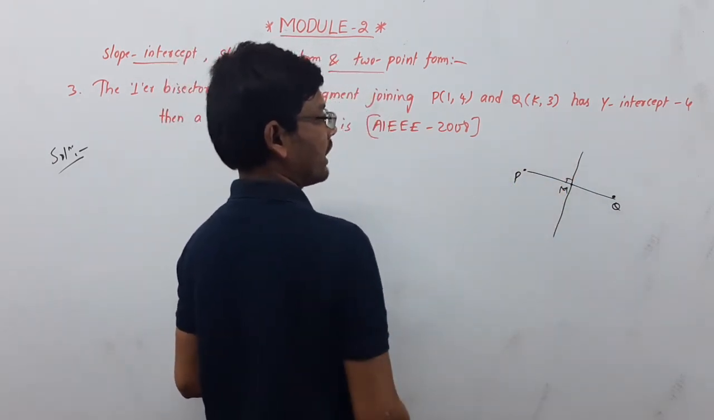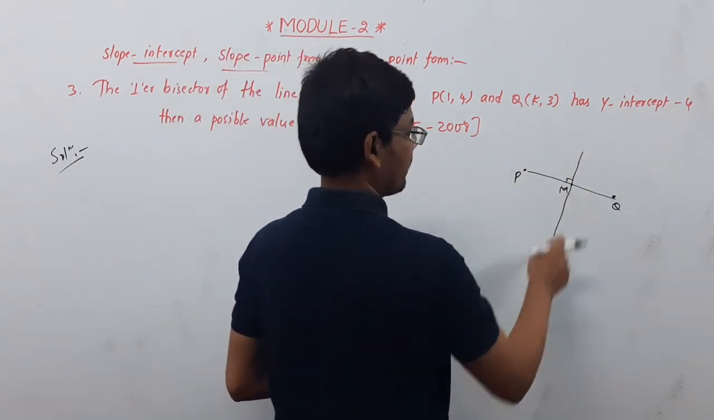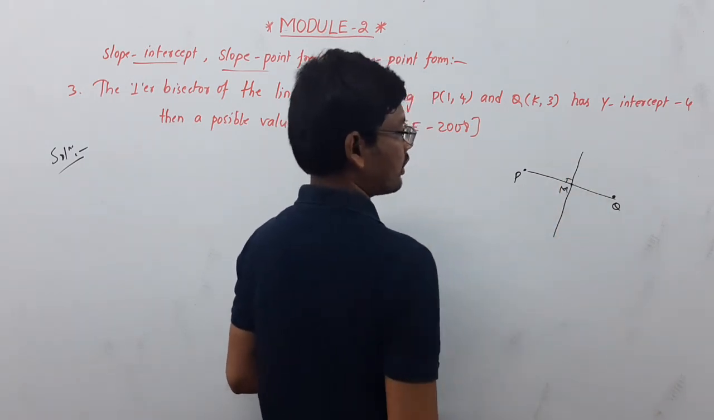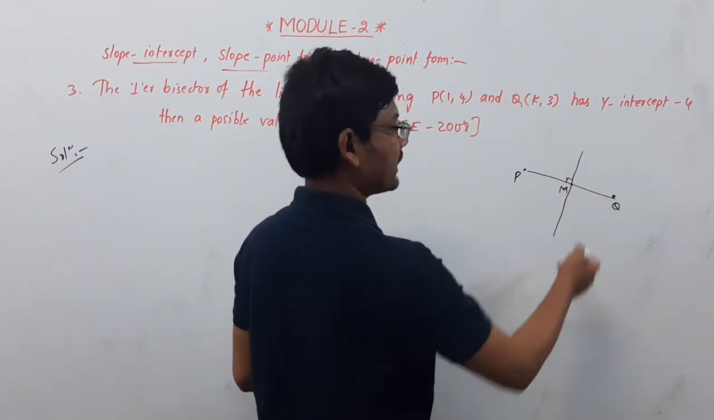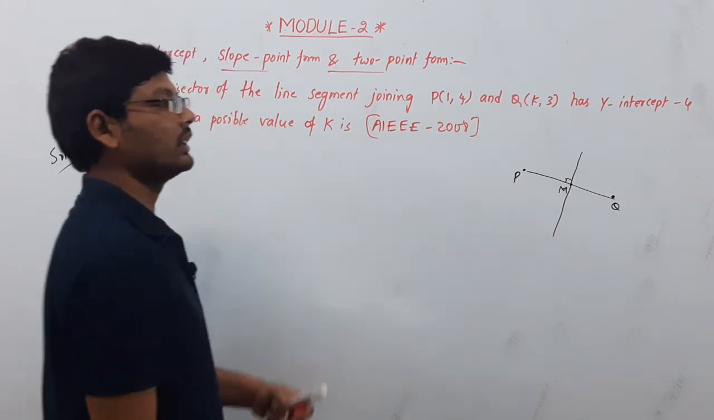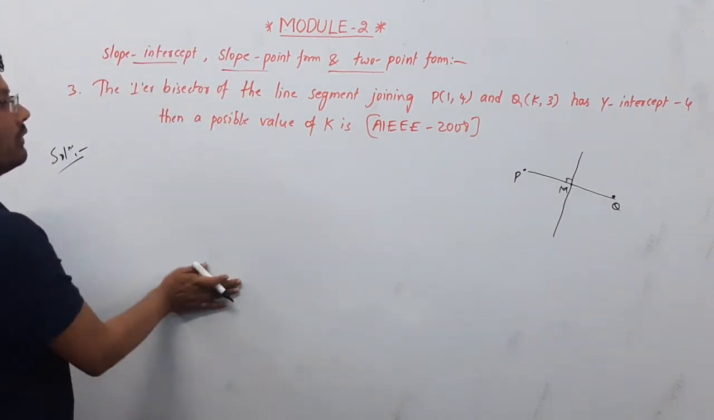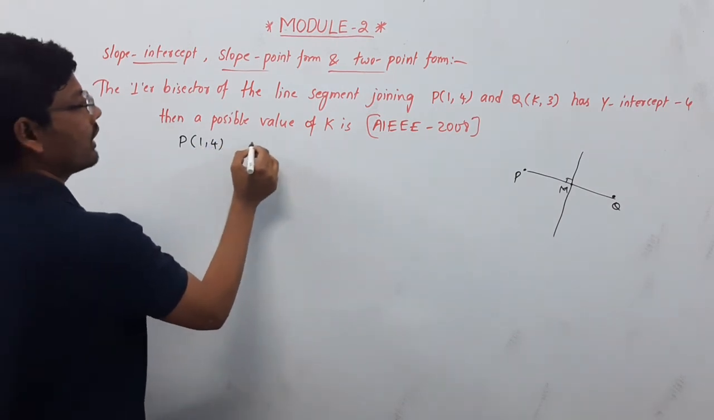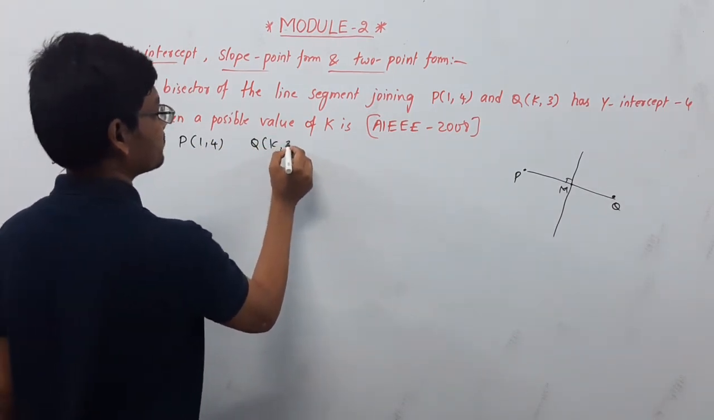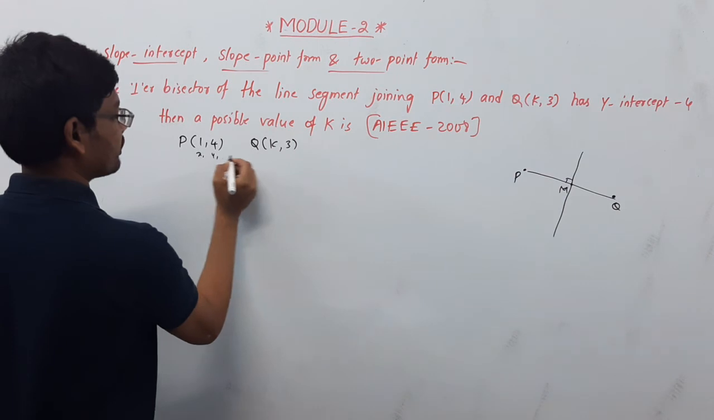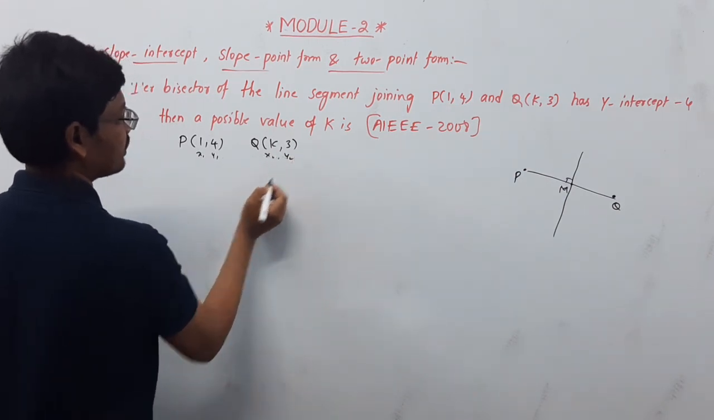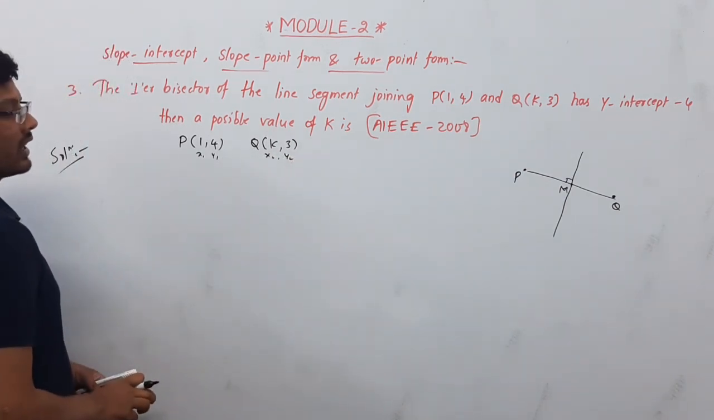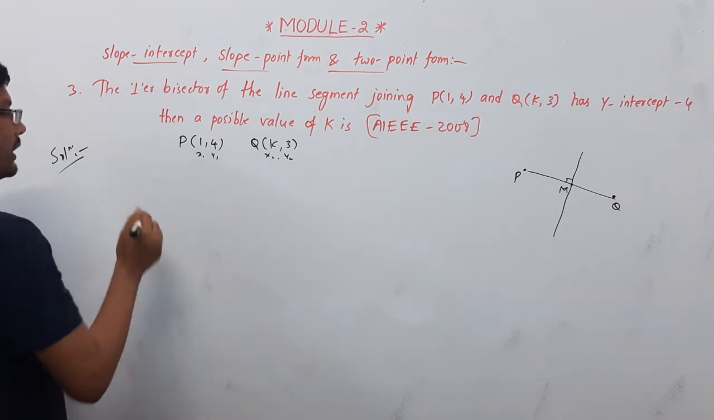For this slope we have to find, after getting the slope of this one, this is the perpendicular bisector slope, and from this perpendicular bisector and the intercept we can find the equation here. So first he is given the point P(1, 4) and Q(k, 3). This is x1 and this is y1, this is x2 and this is y2.